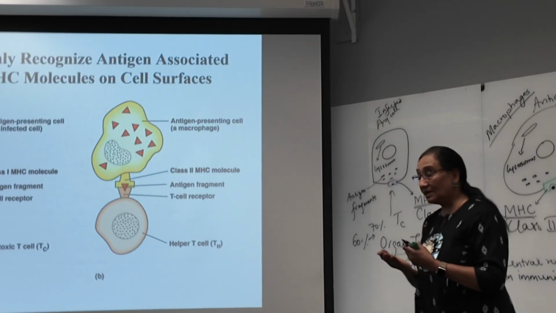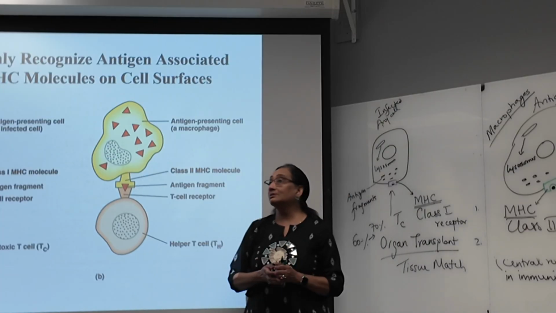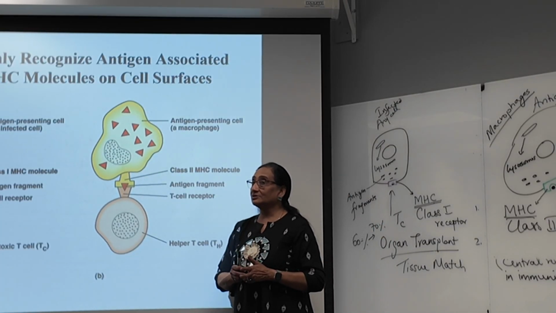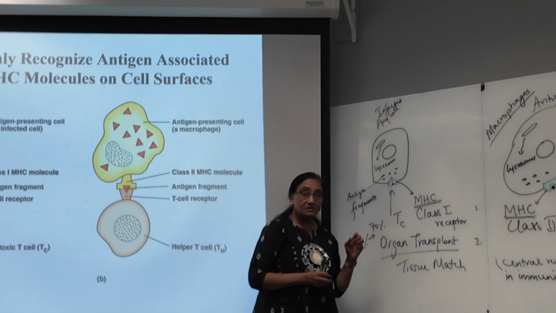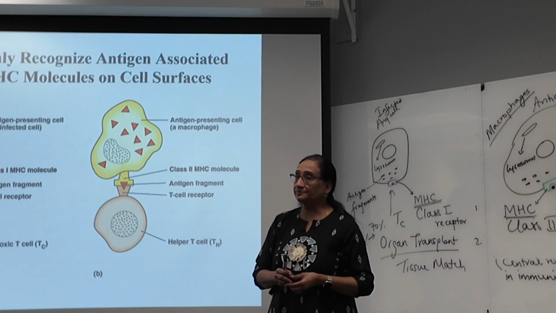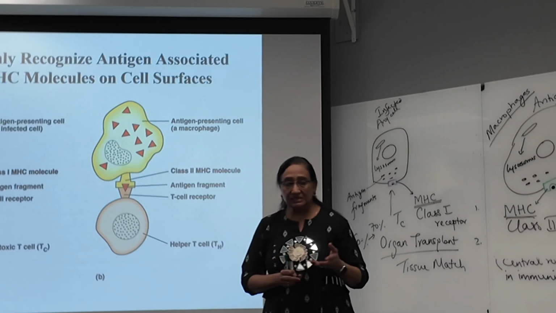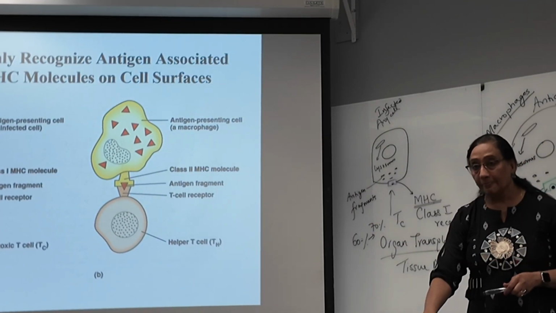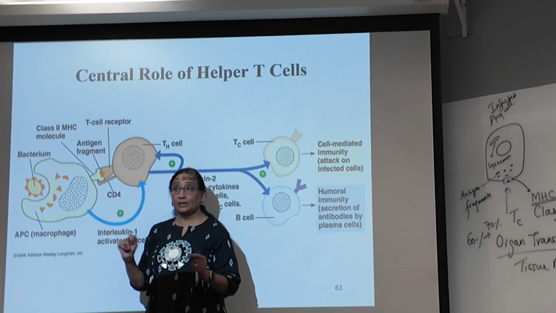So you can never have two people having the same tissue match. It will never happen. So 60 is kind of really good. You can rarely go beyond 60, 70. Beyond that, very difficult.